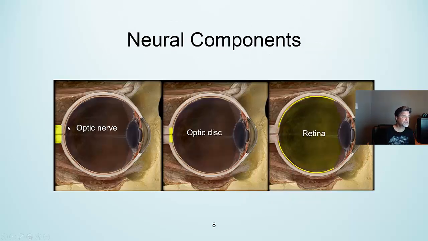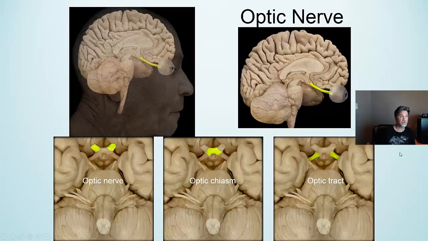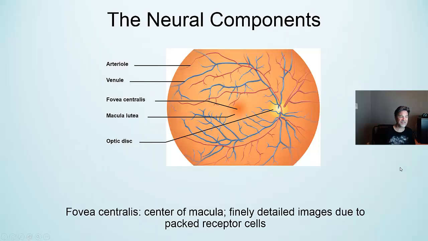Okay, so here's our optic nerve, right? The optic disc, our blind spot, and then the retina. These are the neural components of the eye. You can see the pathway of the optic nerve that we've looked at previously in chapter 14 for the brain. So here is the relationship between the blind spot or the optic disc. You can see this is where all the blood vessels are coming and going. The arteries are delivering blood. The veins are taking the blood away.